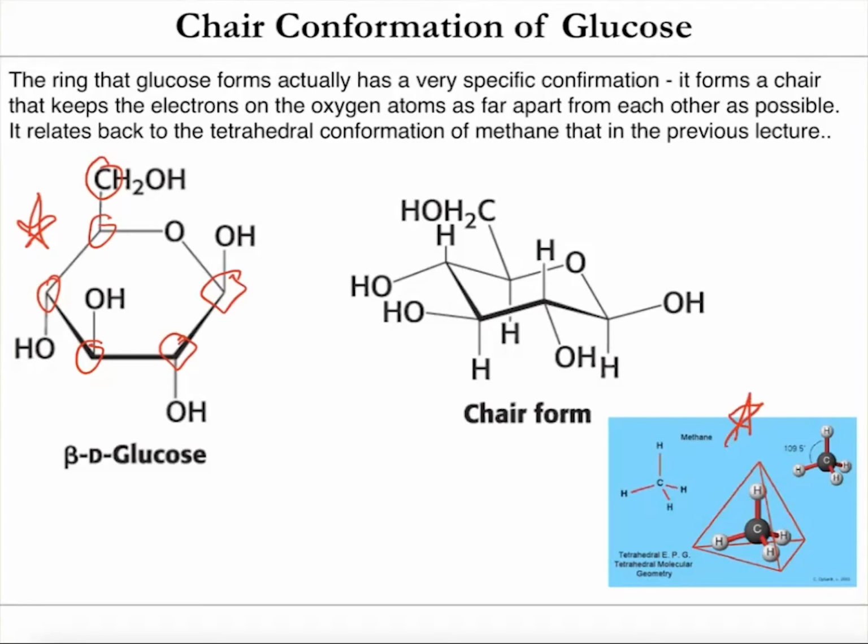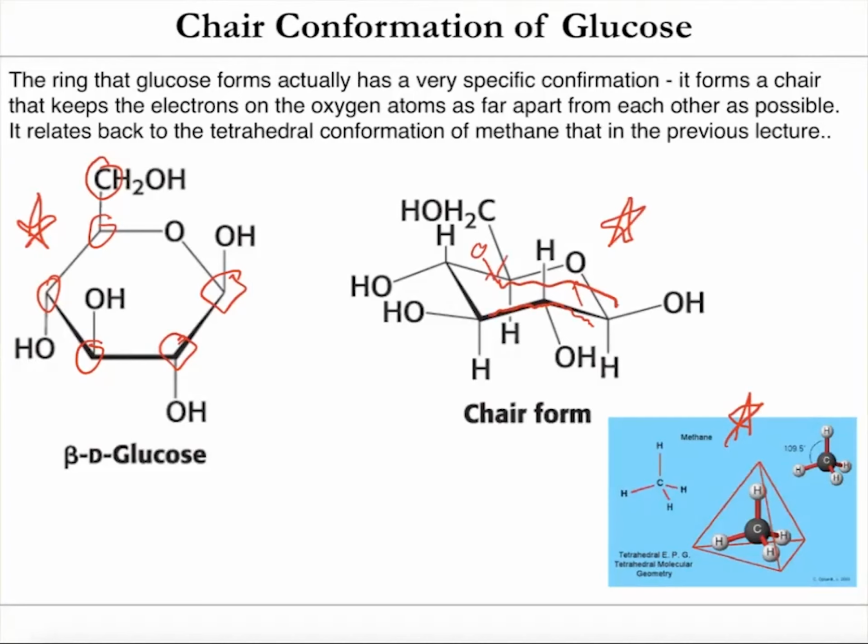Because remember, all these atoms want to be as far apart from each other as possible. They form this tetrahedral type of structure. And so when you take that tetrahedral or the more stable type of structure into consideration, you find that glucose actually forms this chair form. It sort of almost looks like a chair, like a person was sitting on the chair like this. I can't draw at all.